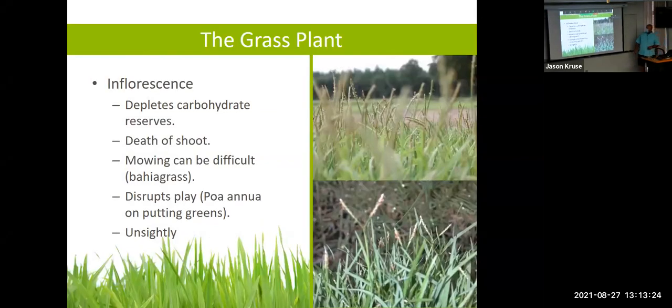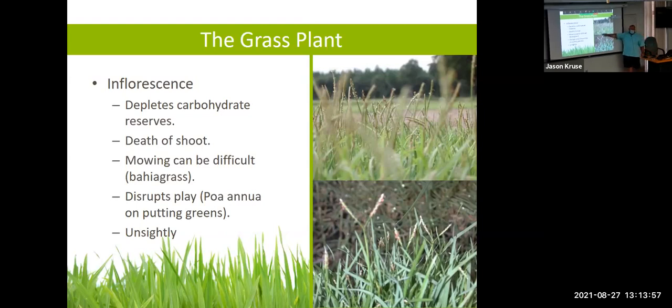The inflorescence on plants, the flowers: when they go into flower production, it is a process that consumes carbohydrate reserves. It typically will go into flower production under some sort of stress. We'll see it sometimes with temperature stress with Bermuda grass. Drought type stress can sometimes trigger flowering in some of these grasses. It does result in death of the shoot the flower comes out of.